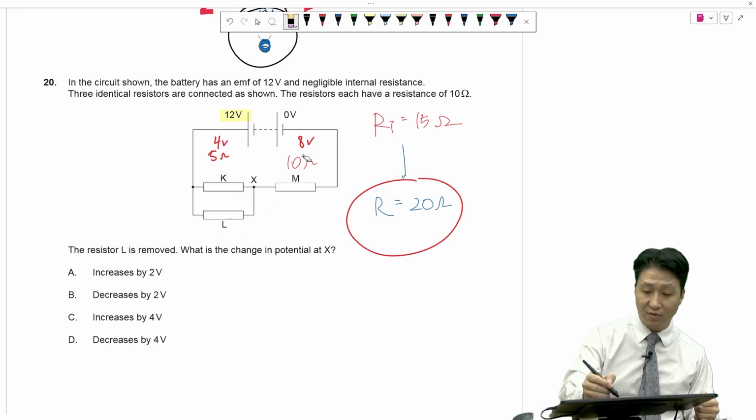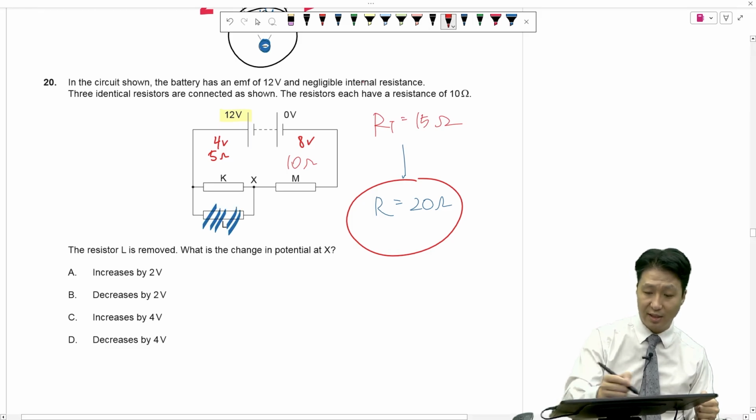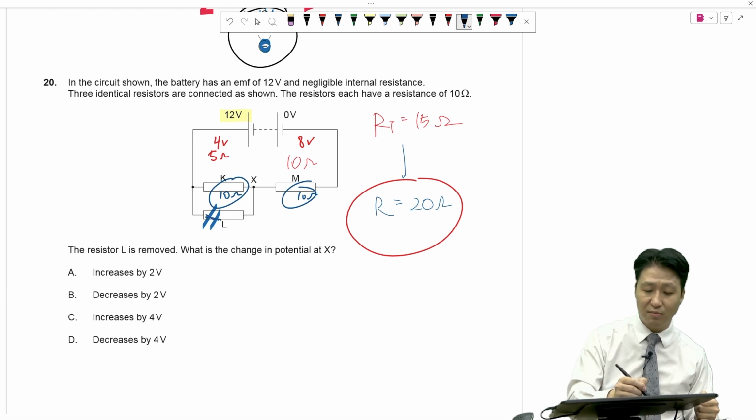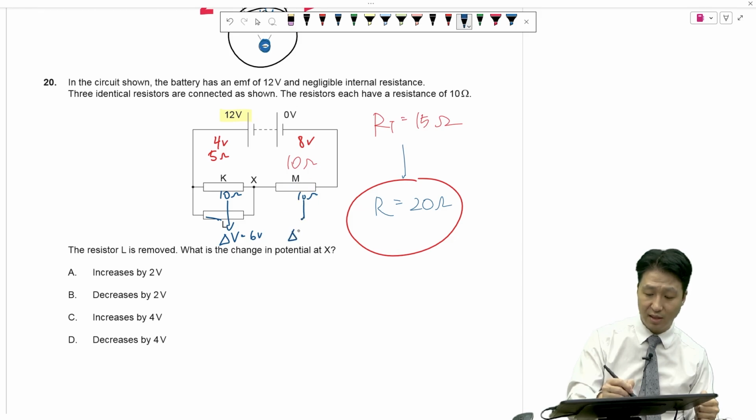Well, if you remove the resistor, L does not exist anymore. It's just 10 and 10. Let's use blue for that. 10 ohms here, 10 ohms here. They both have the same resistance, which means that they have to have the same voltage as well. This would be a voltage drop of 6 volts, and this would be a voltage drop of 6 volts.